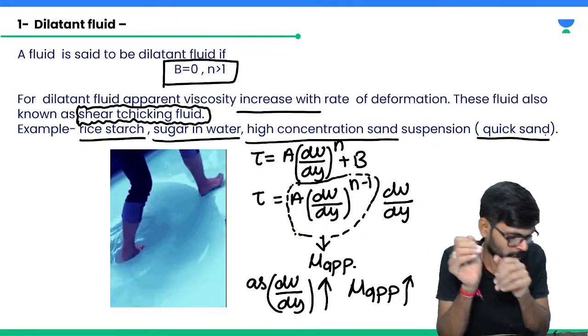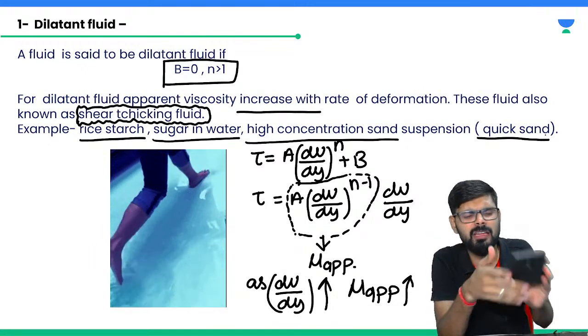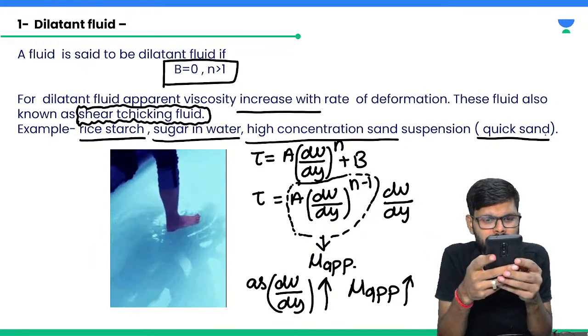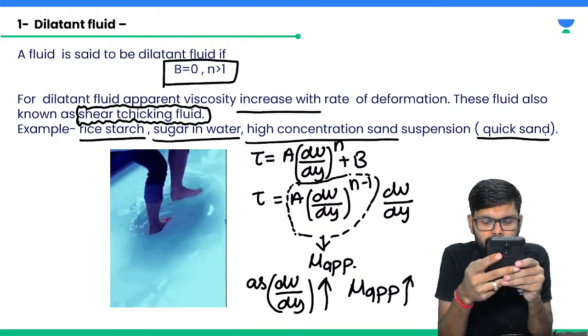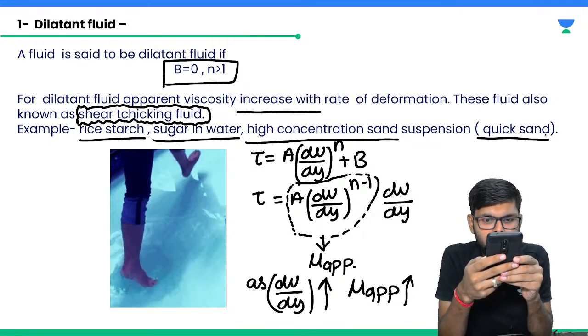Sir, is it useful for chemical engineering? 110% beta. I know Dangal. What is Dangal?